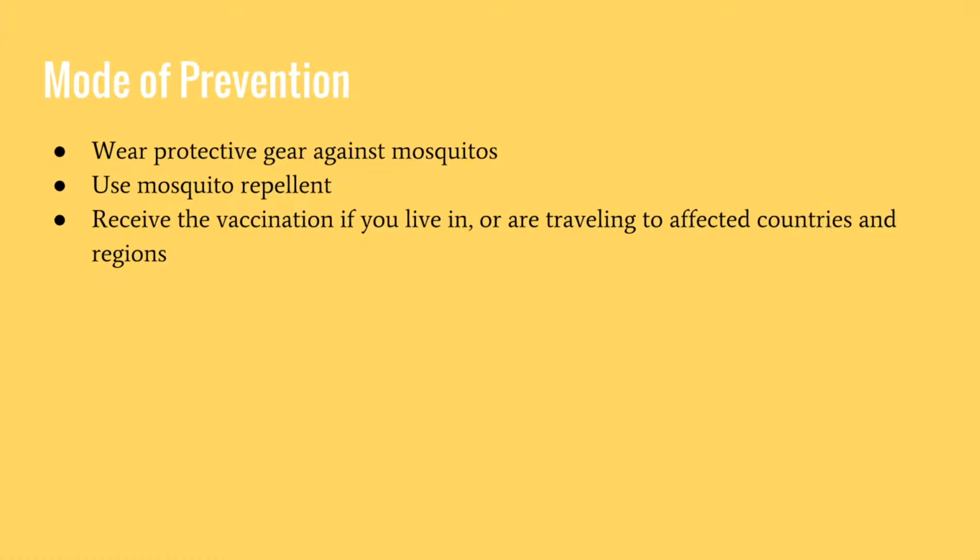Now, modes of prevention for the yellow fever virus are similar to many other preventative measures for vector-borne viruses and diseases. So the modes of prevention include wearing protective gear, including pants, sweaters, and mesh netting, using mosquito repellent, and receiving the vaccination if you live in or are traveling to affected countries and regions where you may become infected with the virus.